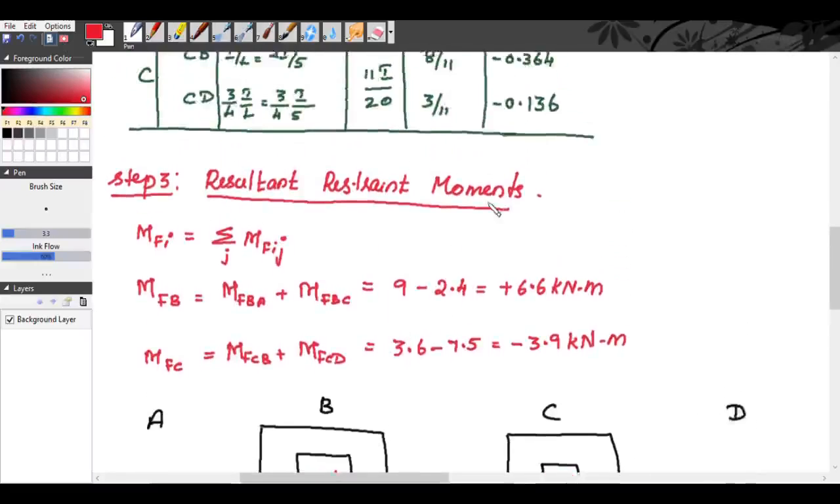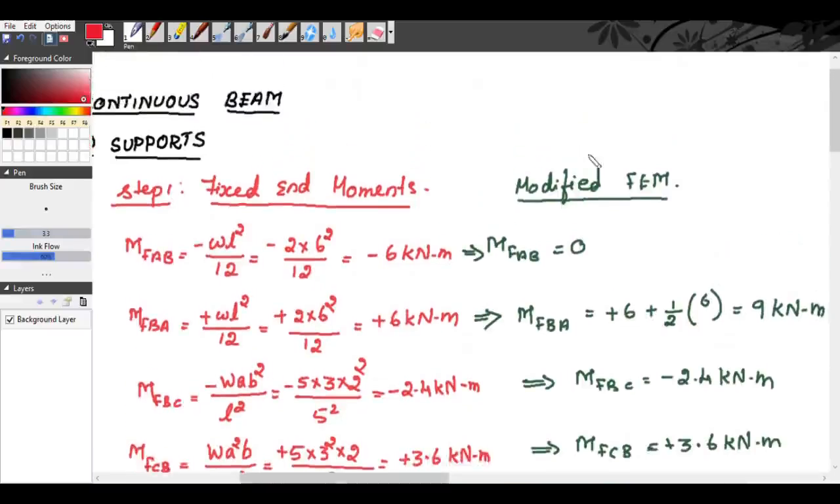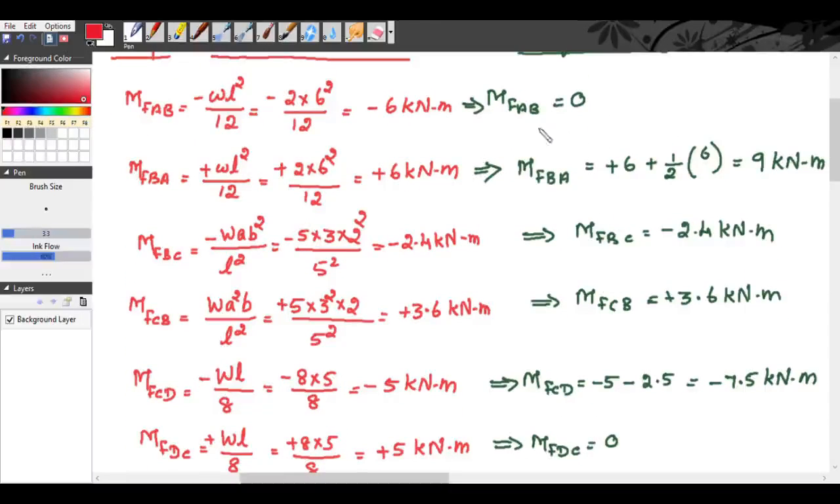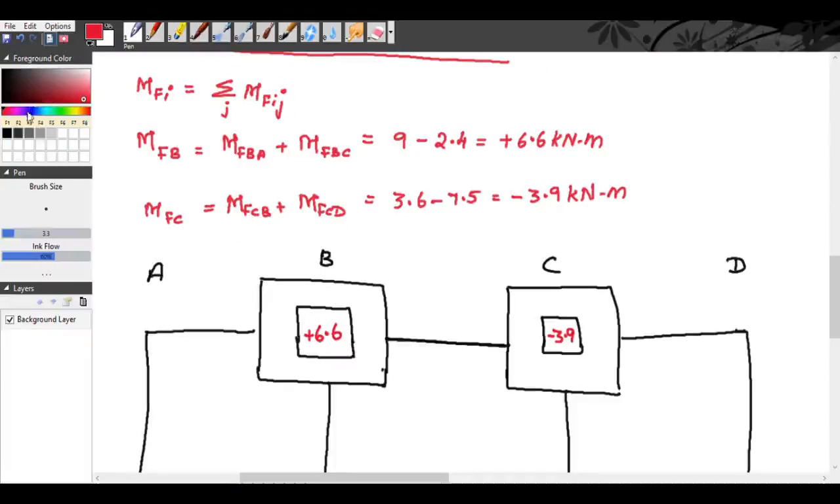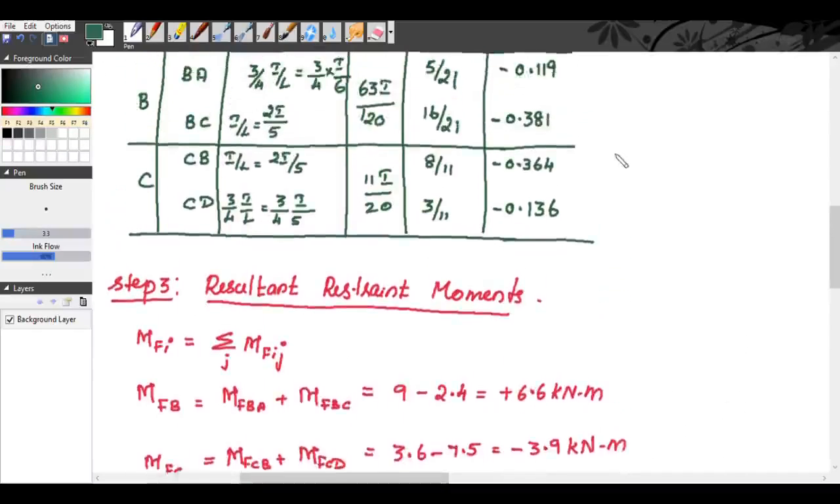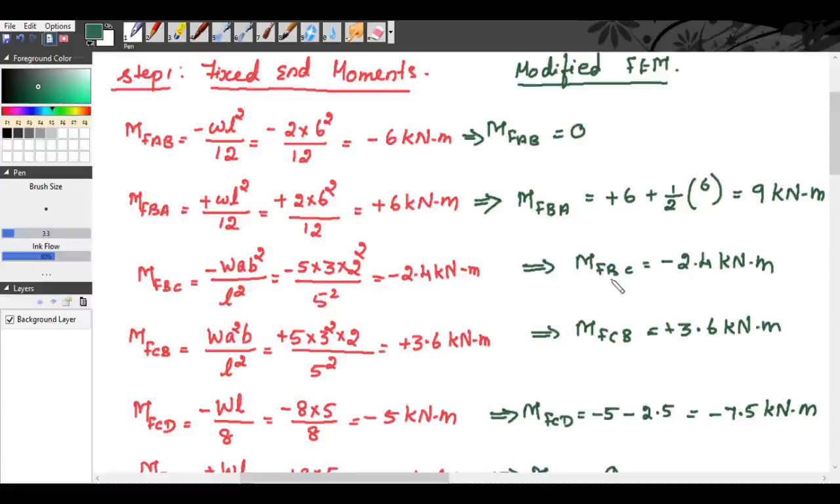Now in the larger boxes we have to write the modified fixed end moments. For AB it is 0, for BA it is plus 6.6. We will write plus 6.6. For CD it is minus 3.9, we will write minus 3.9. Now we will write the modified fixed end moments: for AB it is 0, for BC it is minus 2.4, and for CB it is plus 3.6.